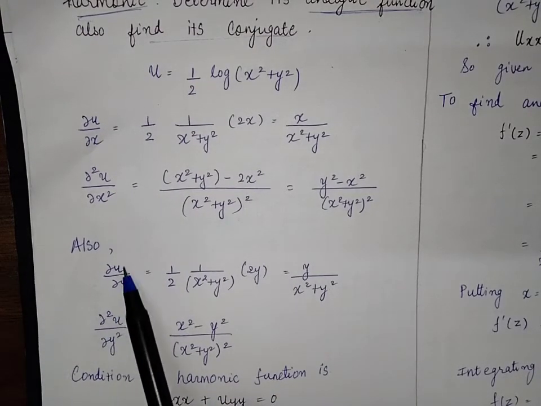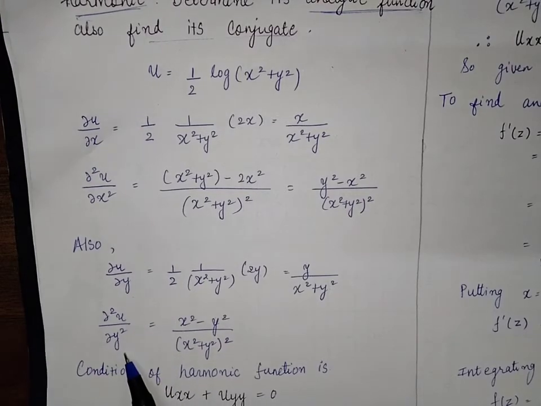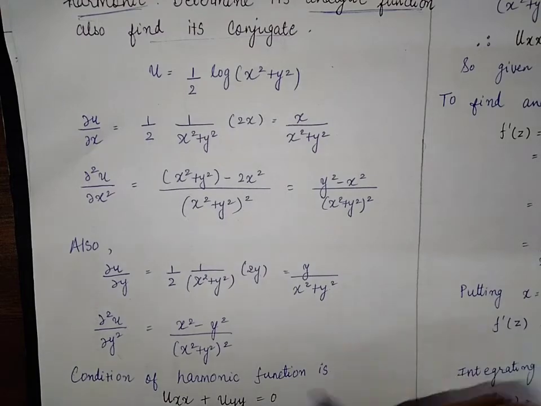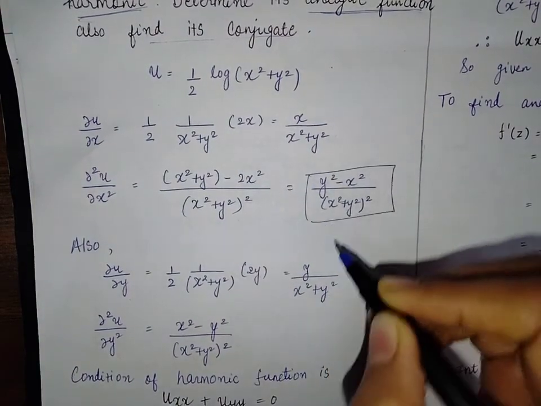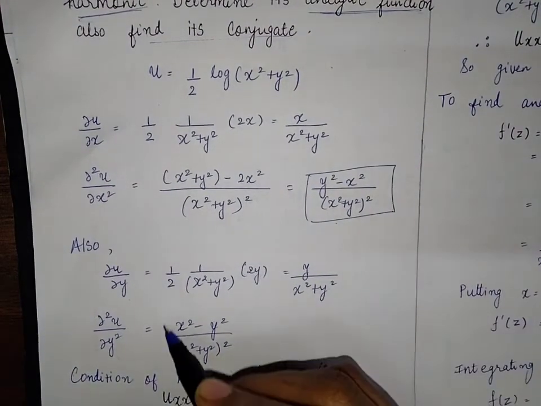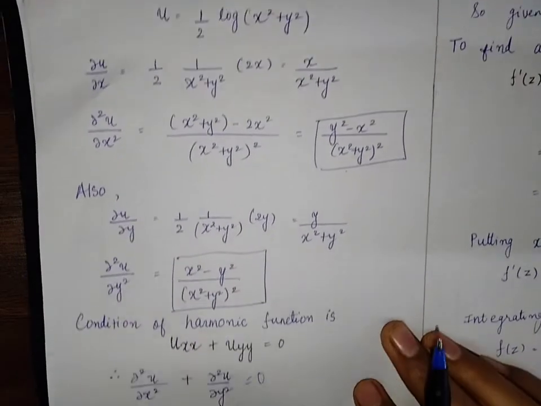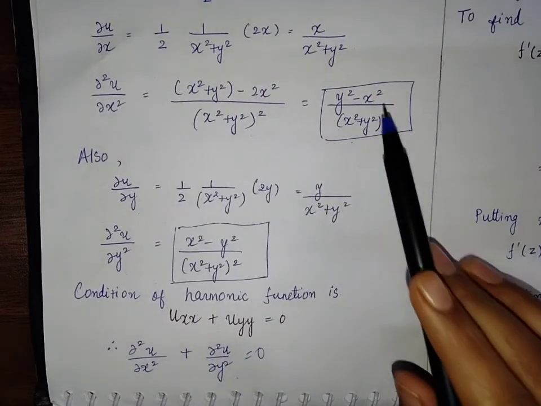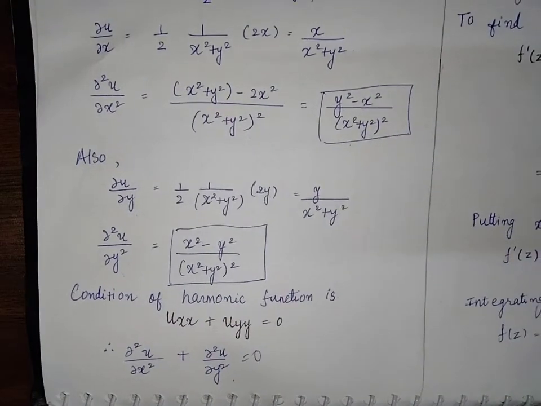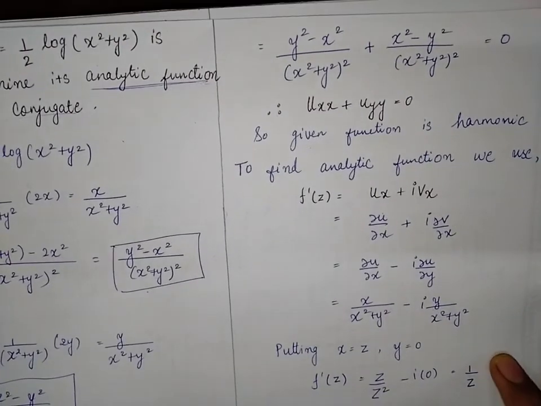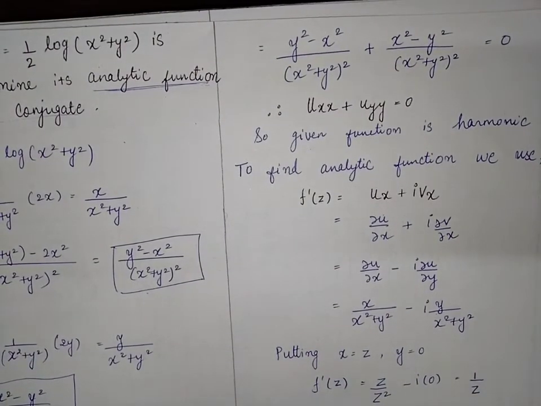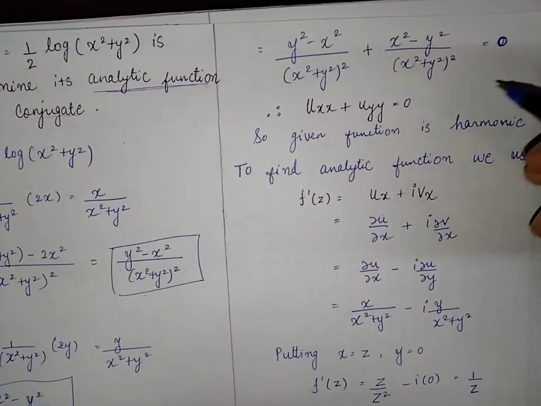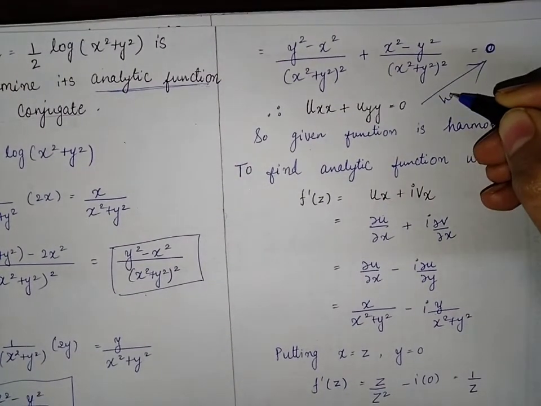Similarly, you have to first find del u by del y and then you have to find del square u by del y square. Then you have to substitute the values of del square u by del x square and del square u by del y square in this equation. This is our condition. After putting both the values, we can see that both the terms will cancel out and the answer will be 0. So that was the condition of a harmonic function.